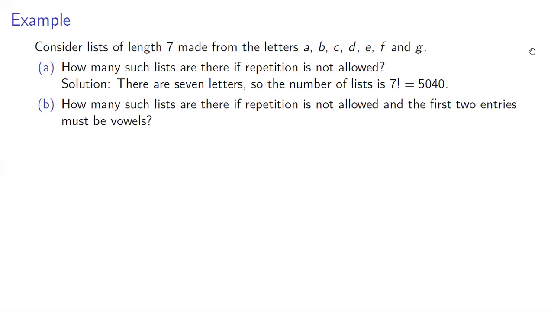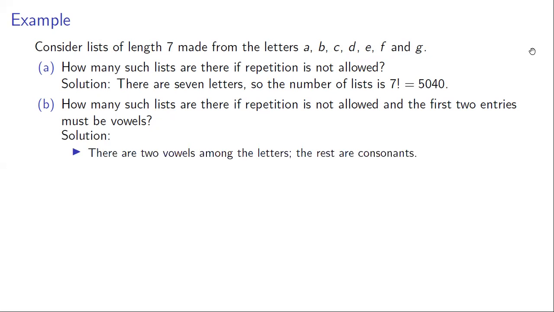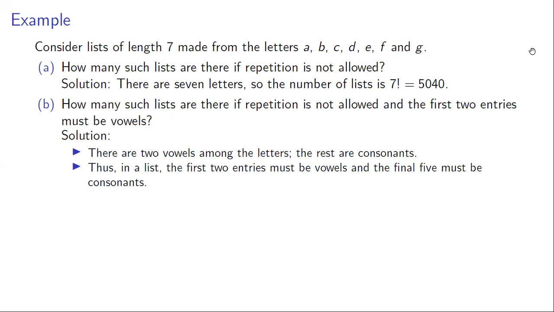Part B: how many such lists are there if repetition is not allowed, and the first 2 entries must be vowels? Again, repetition is not allowed. So there are only 2 vowels among these 7 letters, and the rest are consonants, meaning not vowels. Thus, in every list, the first 2 entries must be vowels, and the final 5 entries must be consonants.